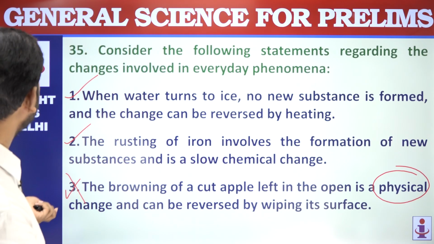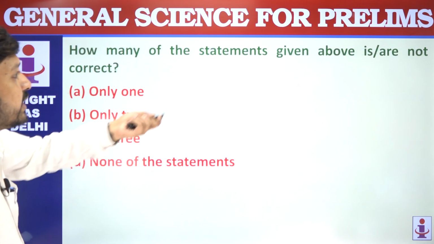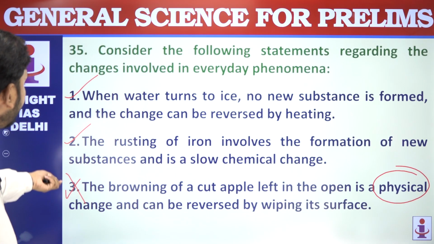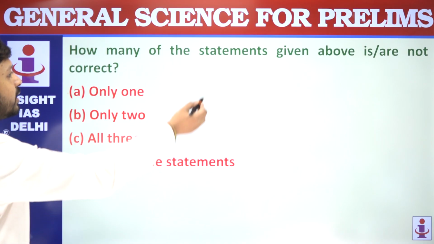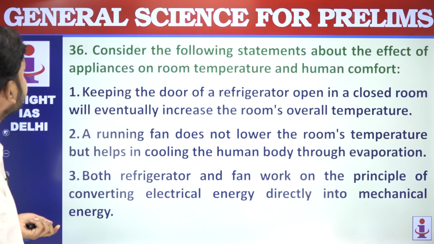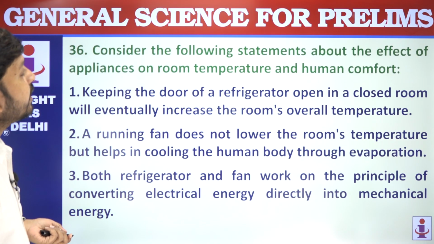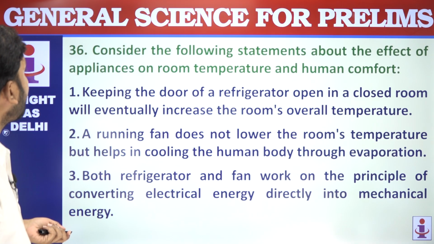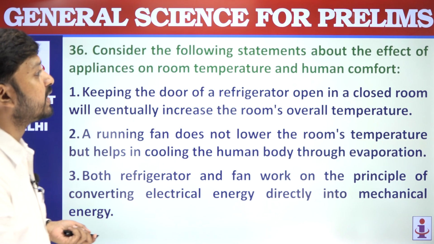Okay, and yes, they are asking not correct, and here 1 and 2 are correct, and the third one is not correct. So not correct means only one statement is not correct, that is option A. Is it clear? Consider the following statements about the effect of appliances on room temperature and human comfort.